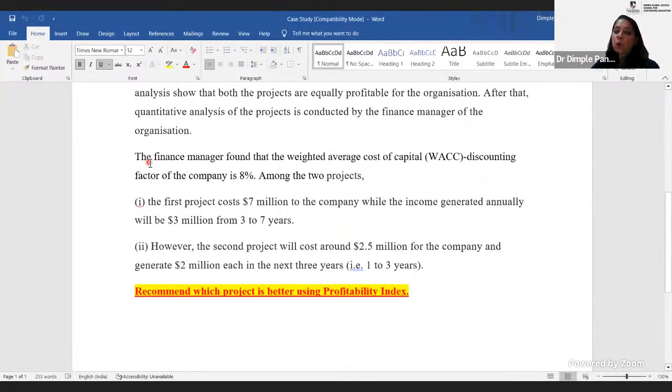Then during the quantitative analysis, the finance manager found that the weighted average cost of capital. What is the meaning of weighted average cost of capital? Let's first understand that. What is the meaning of weighted average cost of capital?